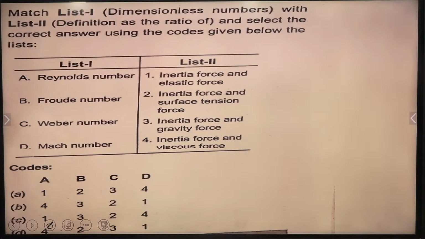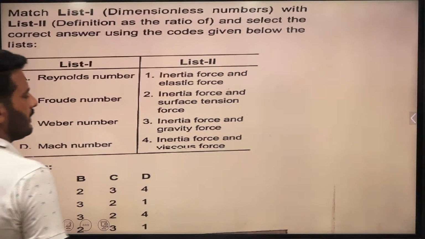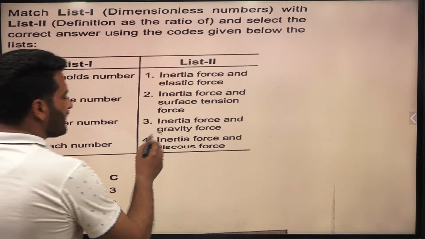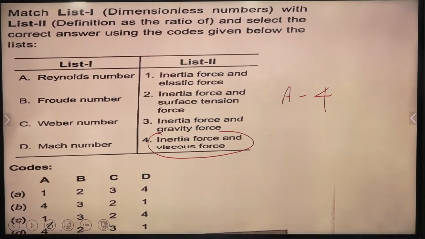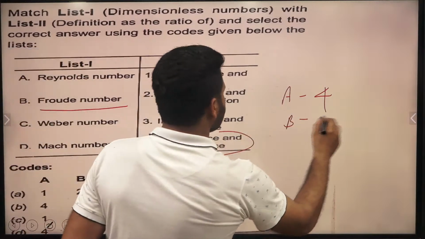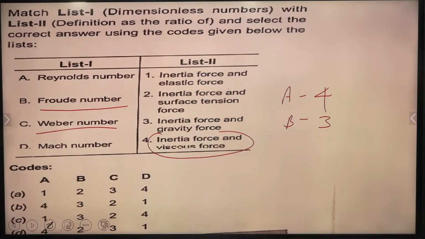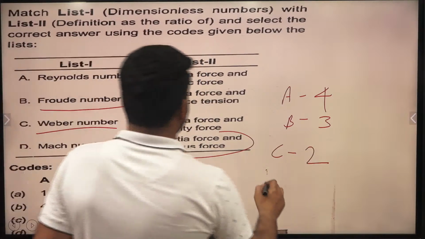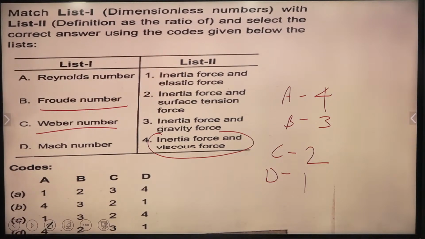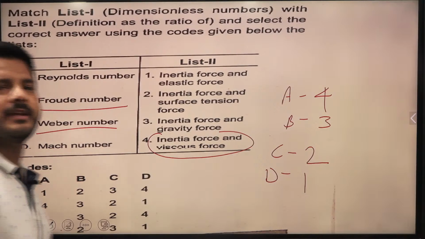What will the answer be? Reynolds number is the ratio of inertia force to viscous force, A4. I already told you Froude number is the square root of the ratio of inertia force to gravity force, so B3. And Weber number is the ratio of inertia force to surface tension force, so C2. D1 remains. So 4321. Option B will be the answer.